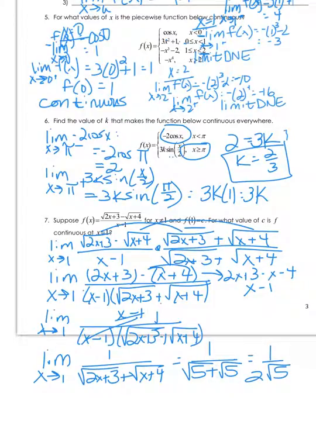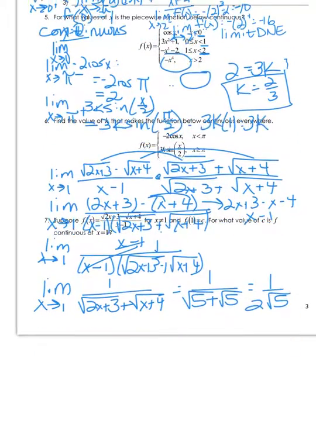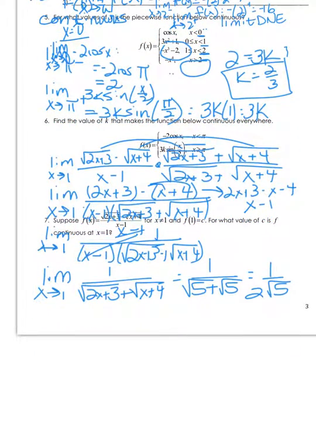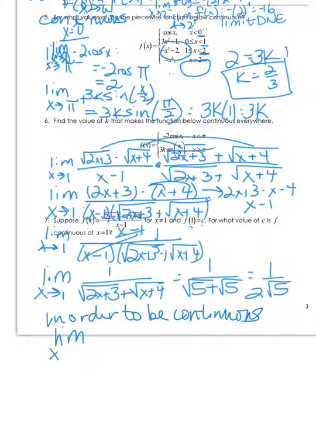Now, what they're actually asking me is, for what value of c is f continuous at x equals 1? So in other words, when you plug in 1, you should get a c value. And I just figured out what the c value is. So let me write that down. In order to be continuous, the limit has to exist, which it does, f of 1 has to exist, and they have to equal each other.